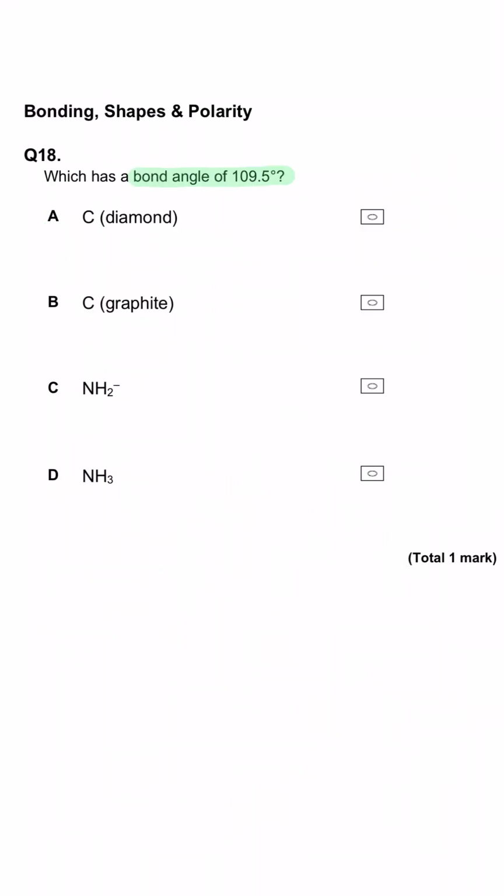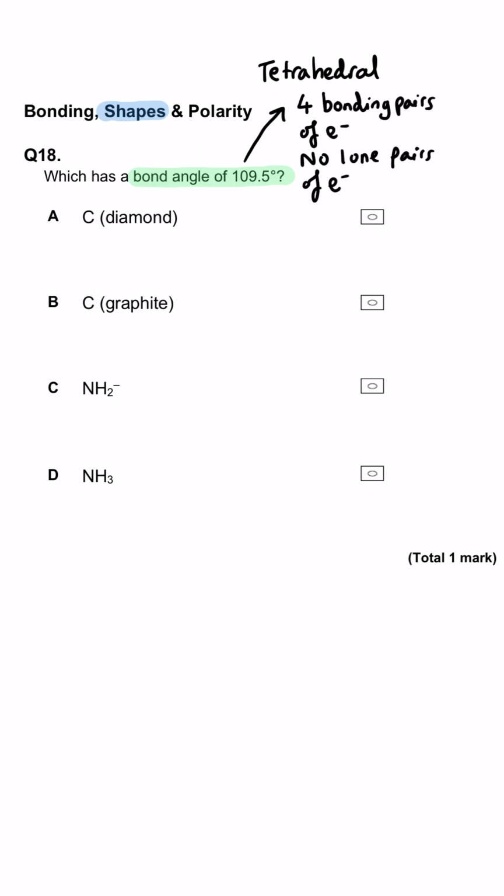Which of these has a bond angle of 109.5 degrees? Well, you need to know that the bond angle of 109.5 degrees is what you find in a tetrahedral arrangement. And so really what we're being asked to do is find out which one of these has a tetrahedral arrangement.